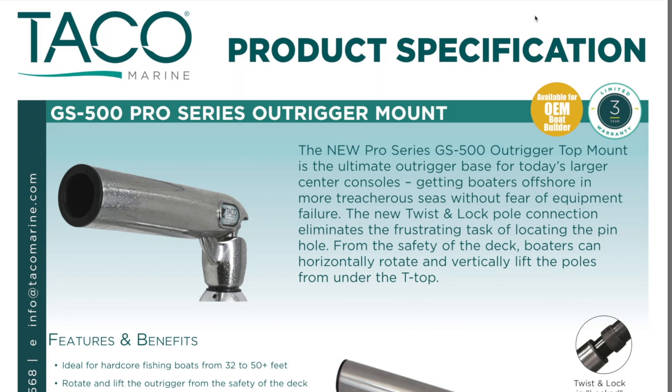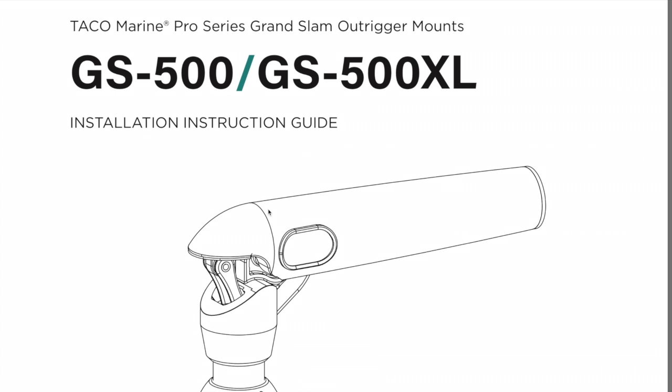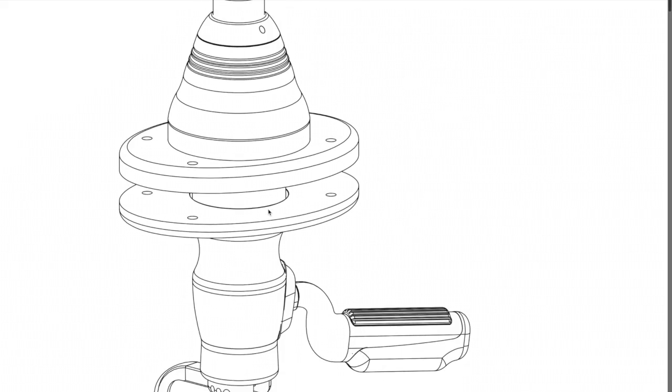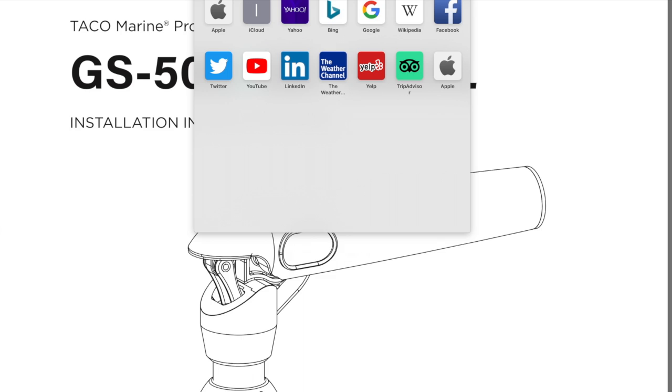Now if I go back to the product page, there's another tab for install instructions. This is the same thing as the PDF. I can click on instructions and it takes me directly to the install instructions. And to share this, you can either copy and paste the URL and email it or send it in a message. You can download this, you can print it.